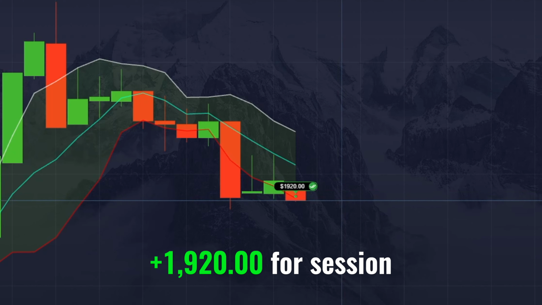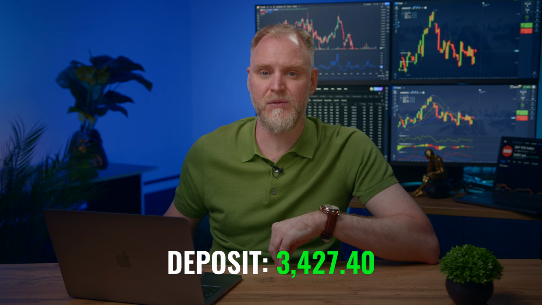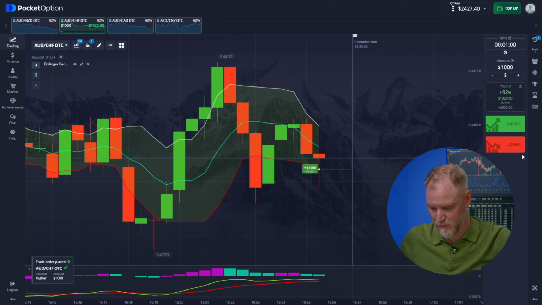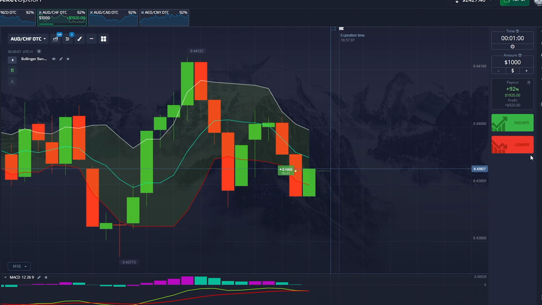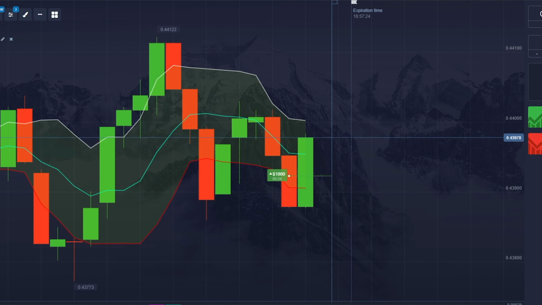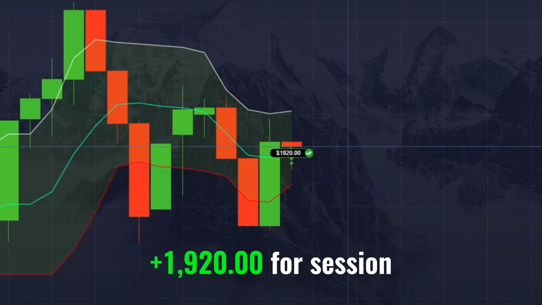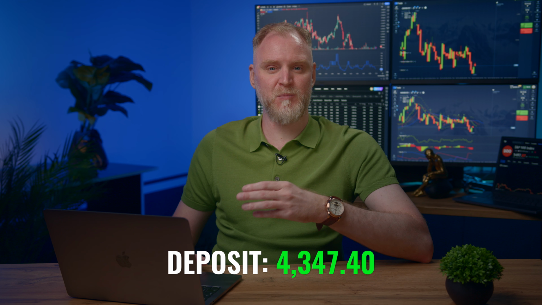And with the help of our amazing indicators, we're now at 3,427. Now we have the Aussie and Swiss pair. Investment amount remains unchanged and going long. Hit higher. And a new support level seems to be shaping up. The candles and Bollinger Bands make that pretty clear. And another successful trade, as expected.